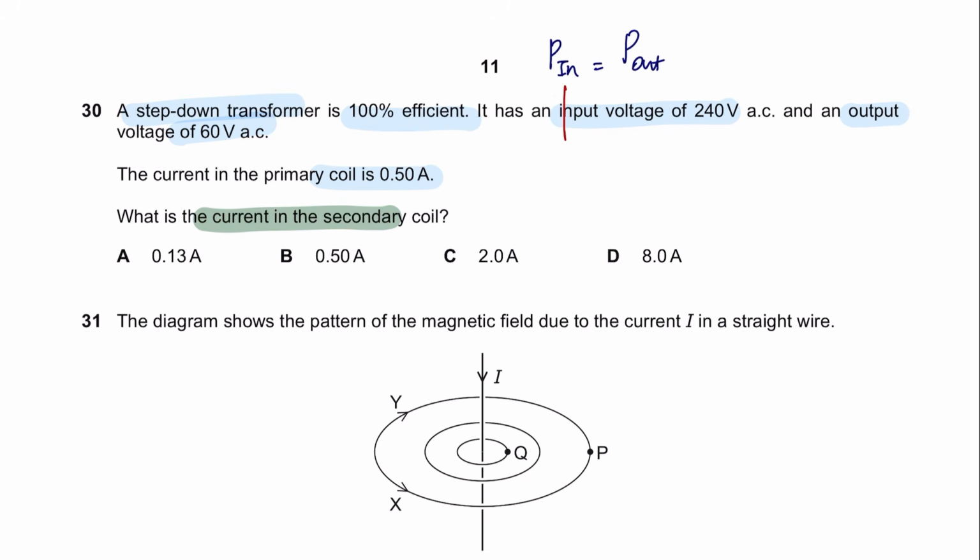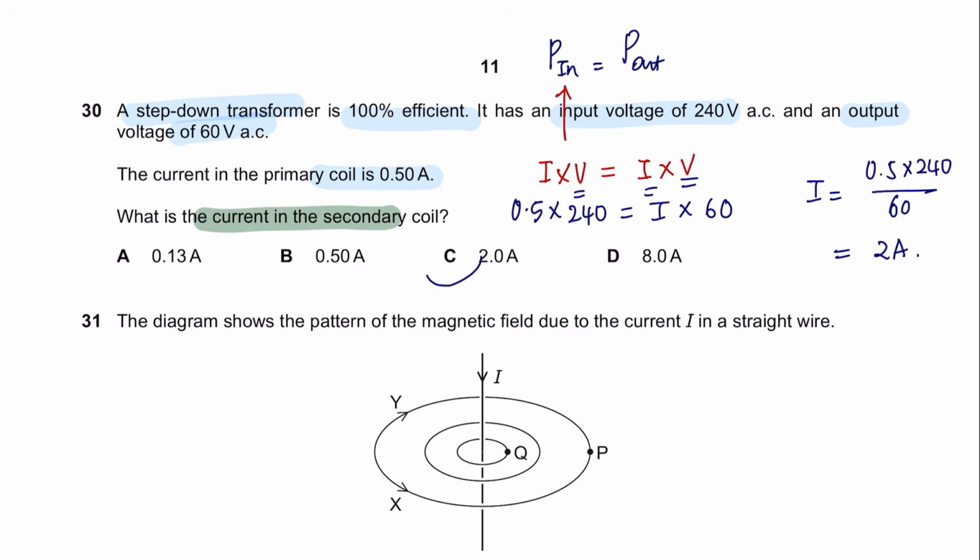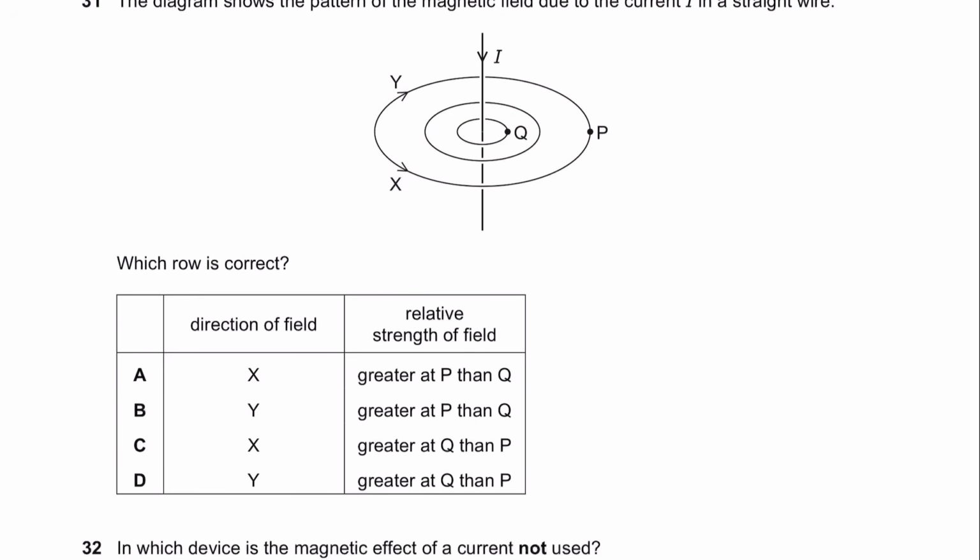Okay, this is some calculation. Power is current times voltage, so primary current times primary voltage equals secondary current times secondary voltage. Current in primary is 0.5 times primary voltage 240, equal to secondary current, which you're looking for, times secondary voltage 60. So the secondary current would be 2 amperes. Answer is C.